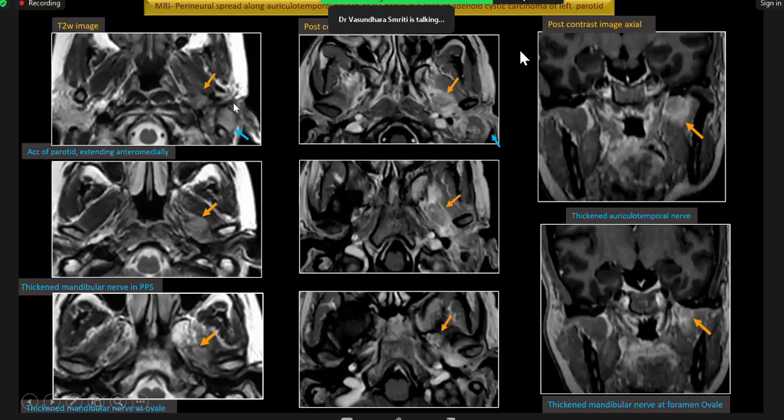So this was another case of a parotid tumor in which there was a rounded soft tissue thickening into the parapharyngeal space, which traveled up to the foramen ovale. So this is the auriculotemporal nerve.